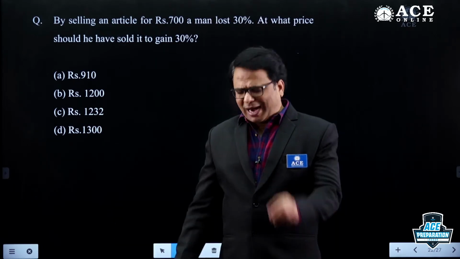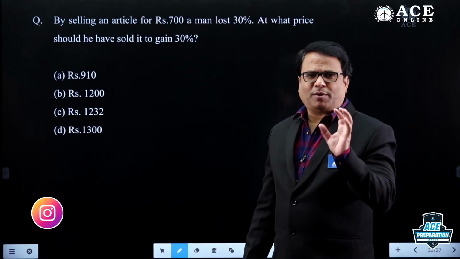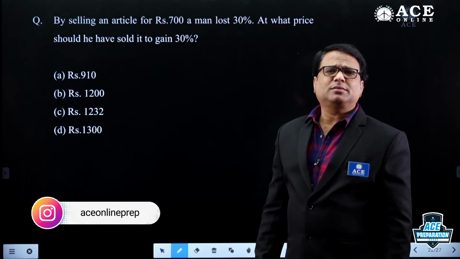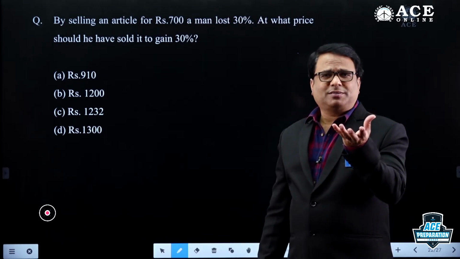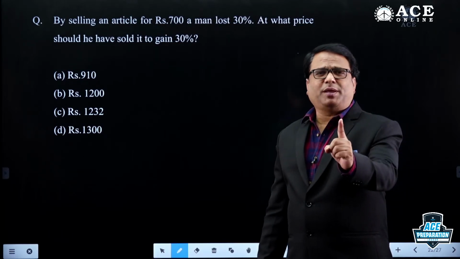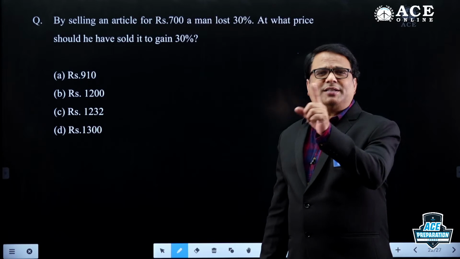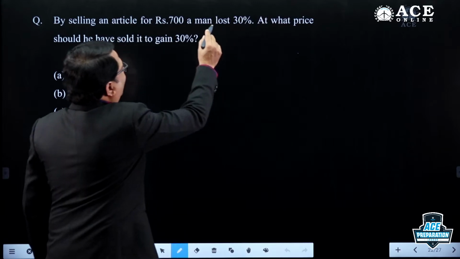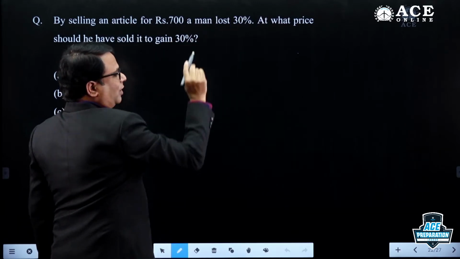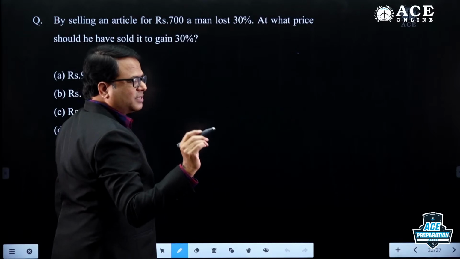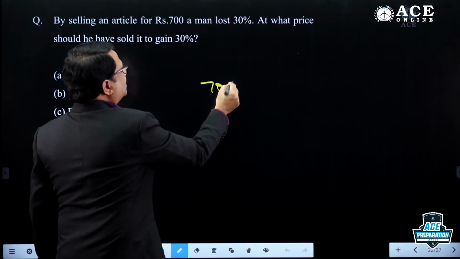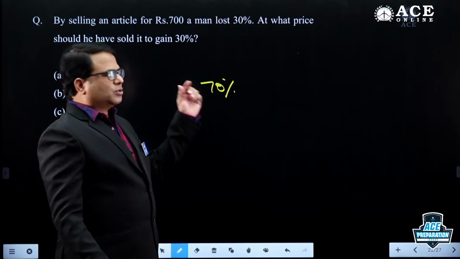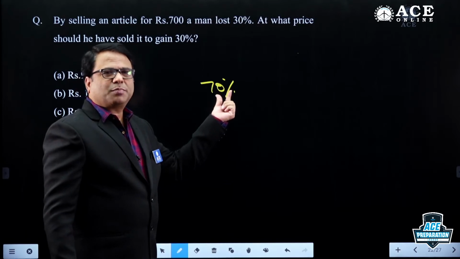That is the question. Now I do this problem by a very, very simple approach. When loss is 30%, how do you write selling price? 70% of cost price. Because we know when there is a loss of P%, selling price is 100 minus P% of cost price. It is clearly given loss is 30%, so selling price is 70% of cost price.